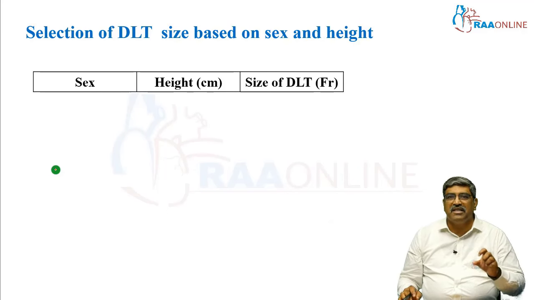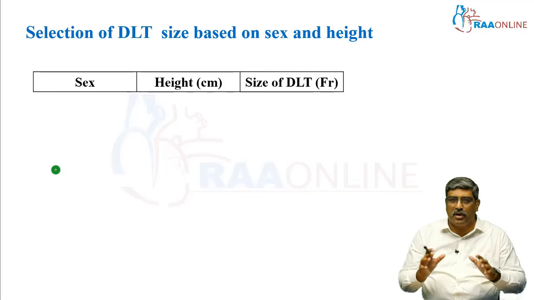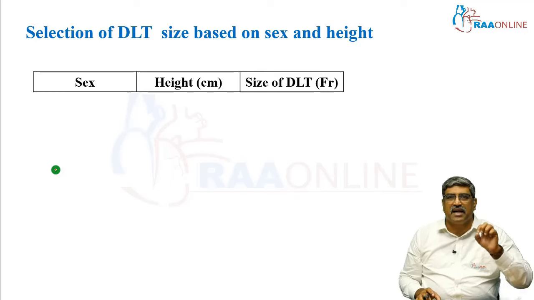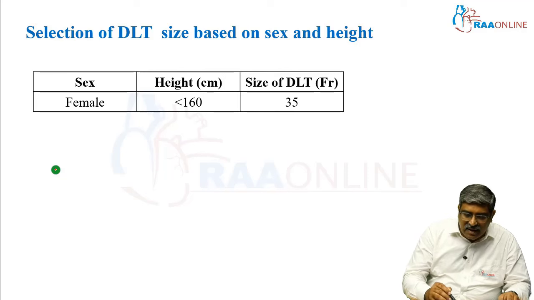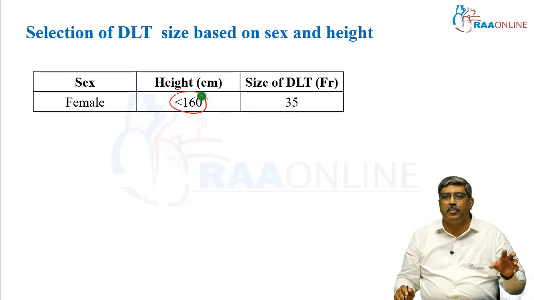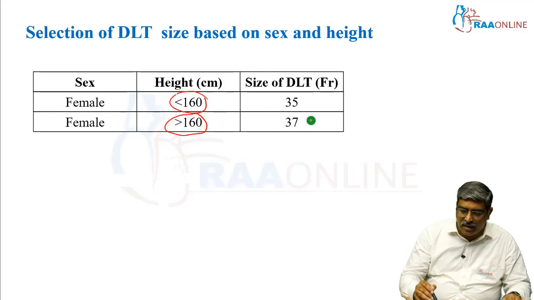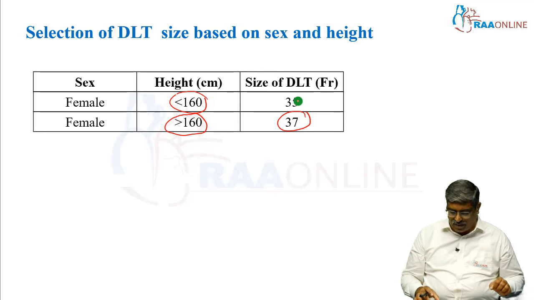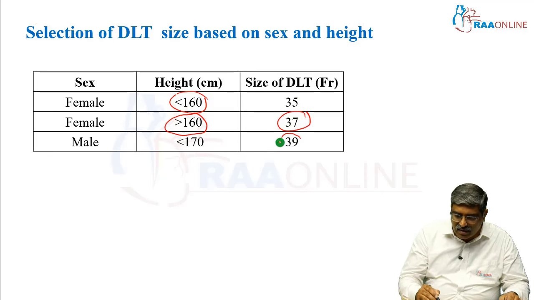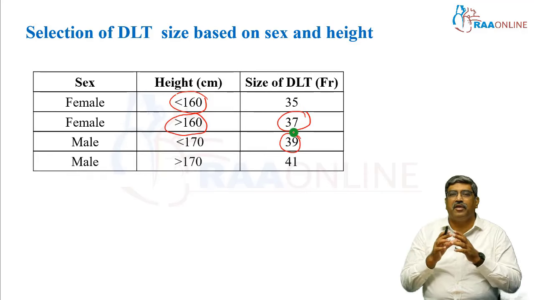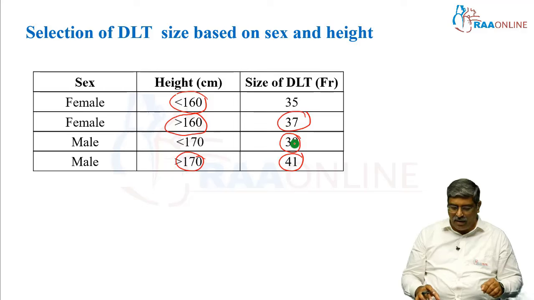Now, coming to the selection of double lumen tube size based on patient height, which is the most important variable for determining the size of the double lumen tube, and it is based on sex. For females less than 160 centimeter, the appropriate size is a 35 French double lumen tube. If the height is greater than 160 centimeter, a 37 French double lumen tube can be used. In case of males whose height is less than 170 centimeter, you can use a 39 French double lumen tube. And if the height is greater than 170 centimeter, a 41 French double lumen tube can be used.